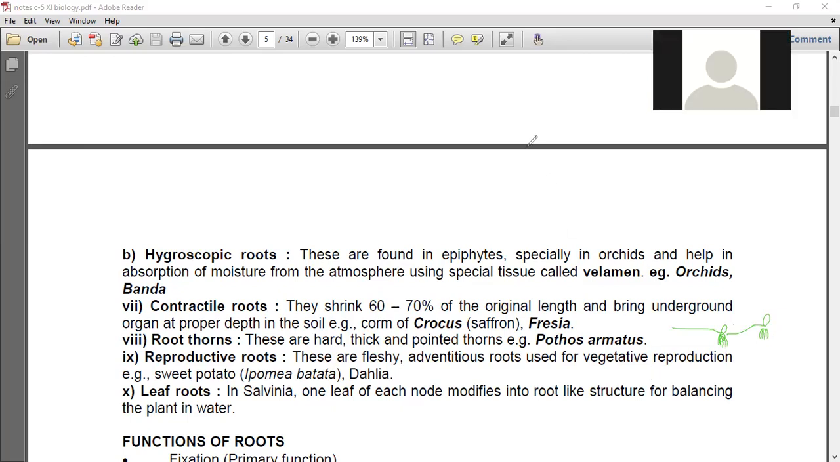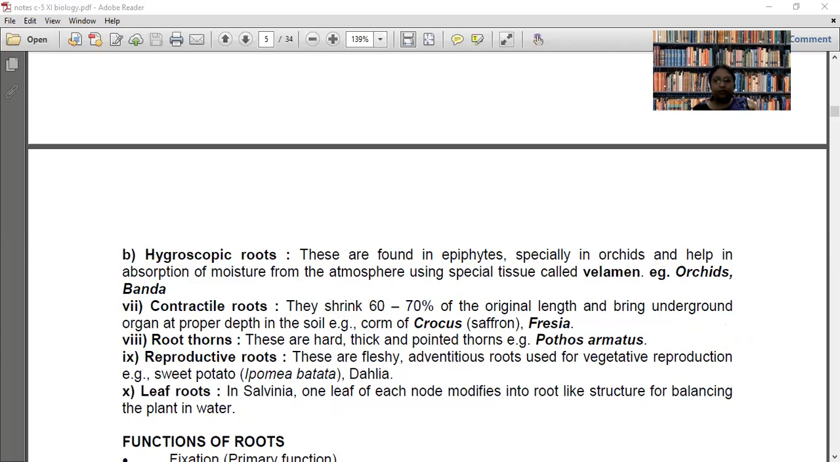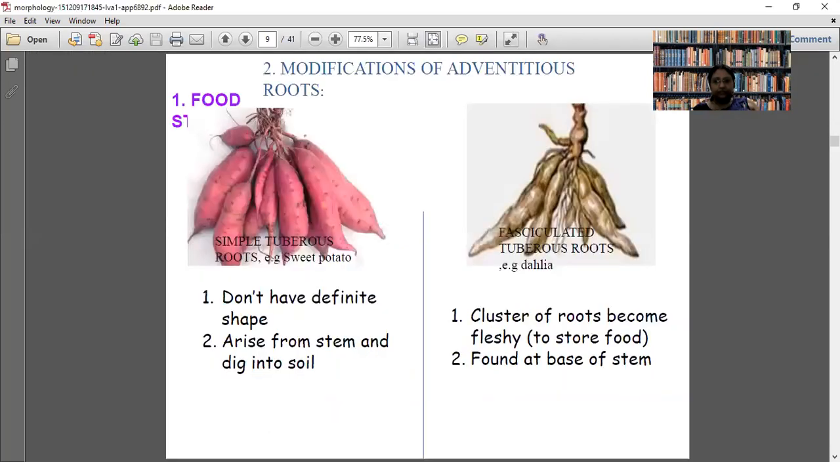Yes, ma'am. So I am going to talk now about the reproduction, the function of the root, and obviously I wish you people to do a homework for me. First of all, have a look into the modification of adventitious root. This is sweet potato.